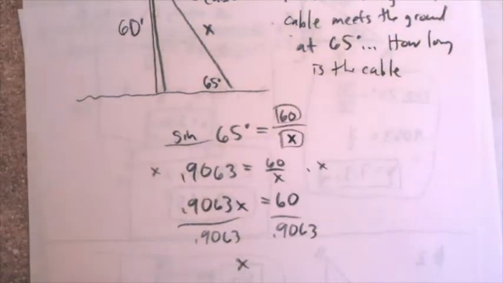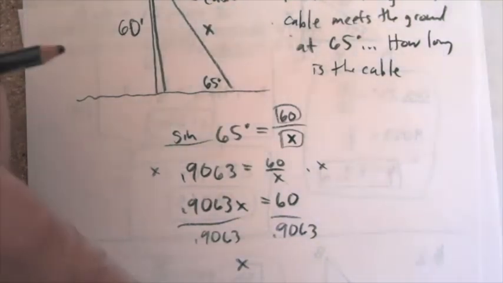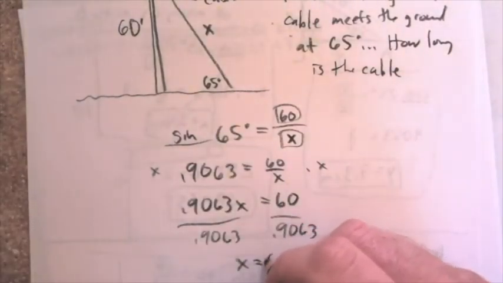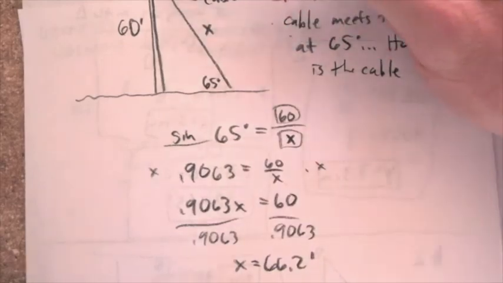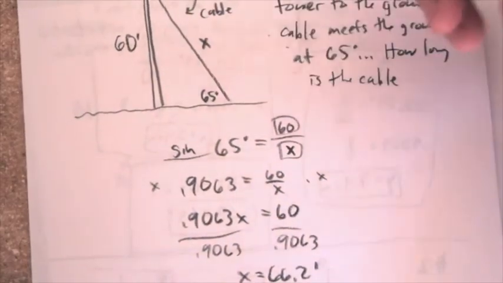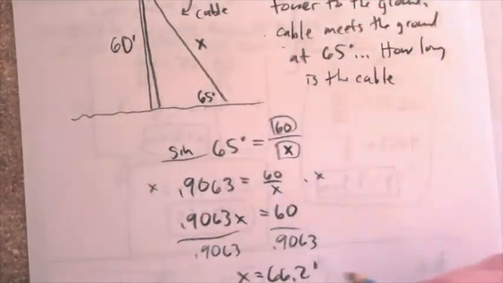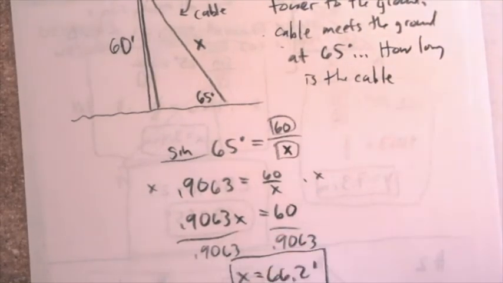Okay, so this will give us 60 divided by 0.9063, I get 66.2 feet, which makes sense. The cable is going to be a little bit longer than the tower because it's a hypotenuse, but it is a pretty steep angle there. Okay, so you'll see that type of problem too.